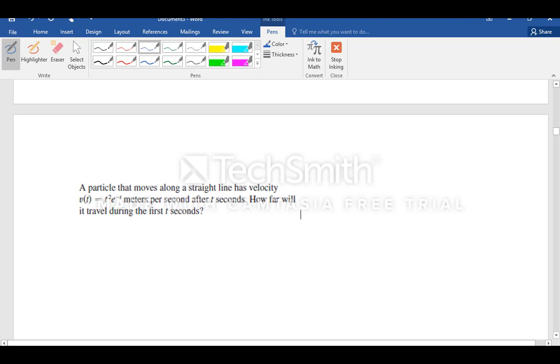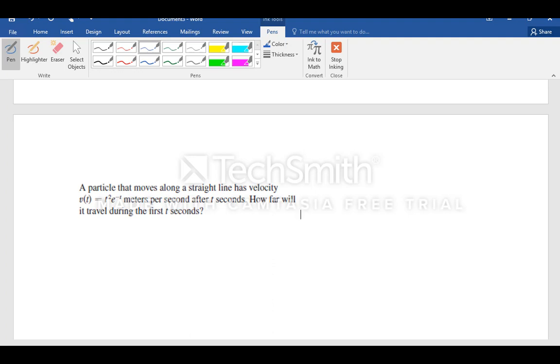All right, so let's take a look at one more example, and I want to consider a word problem here. In this word problem, we are told that a particle moves along a straight line and has a velocity v of t equals t squared e to the negative t meters per second after t seconds. So the question is, how far will it travel during the first t seconds?